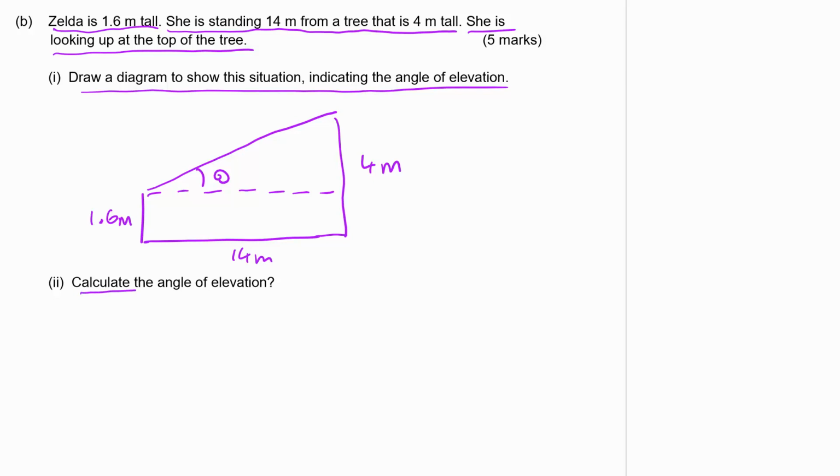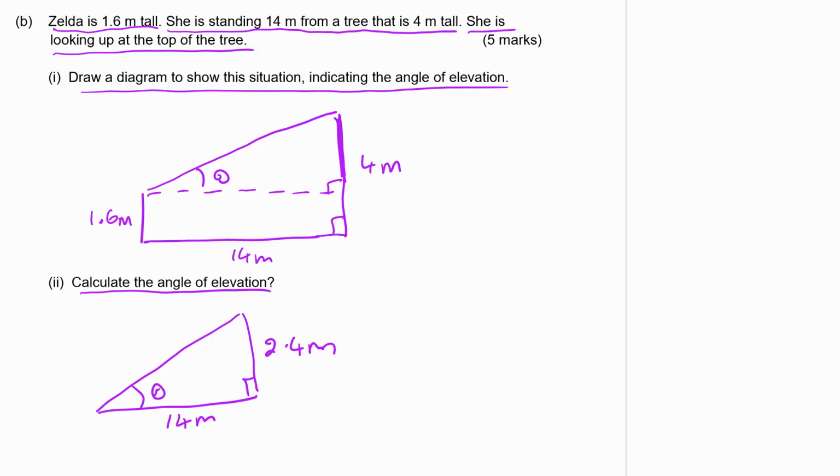And now we're asked to calculate the angle of elevation. So if we just look at the top triangle there, remember we've got right angles, then it should be clear. 4 take away 1.6 is 2.4 meters. So that's this length just here. And then we've got 14 meters, and the angle of elevation is just here. And this therefore is the opposite and the adjacent. So therefore we're using the tangent.